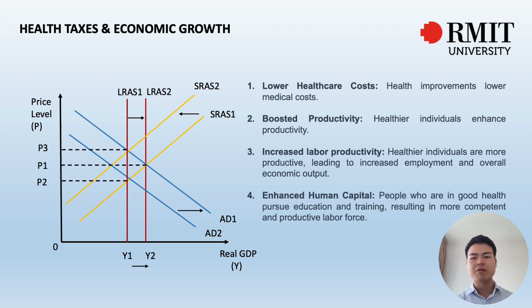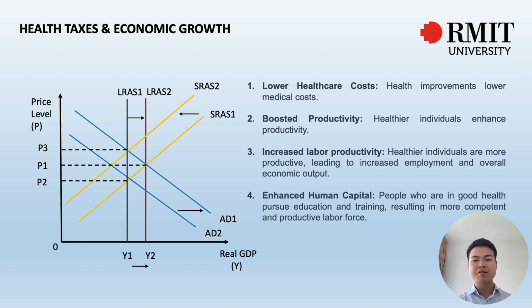The long-term impact on the long-run aggregate supply curve depends on how the tax influences the economy's productive capacity. If the tax leads to improved public health, such as reduced rates of chronic diseases, increased workforce productivity, and longer lifespans, it can then positively affect the long-run aggregate supply curve. A healthier workforce can be more productive, leading to an increase in the economy's productive capacity, and this in turn shifts the long-run aggregate supply curve to the right over time.